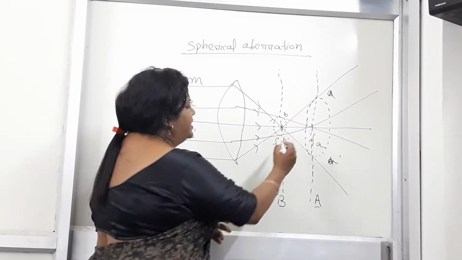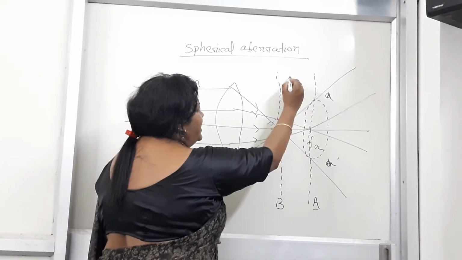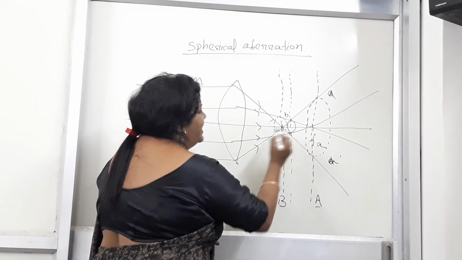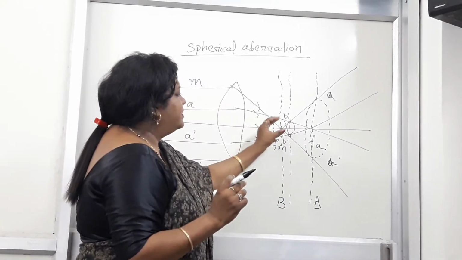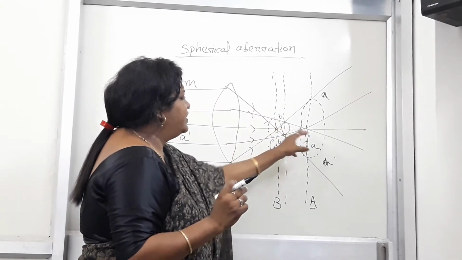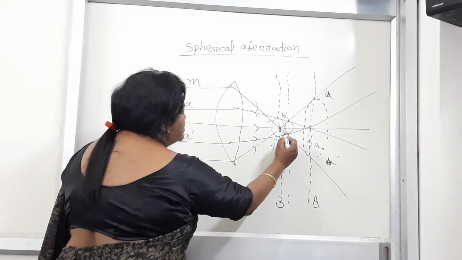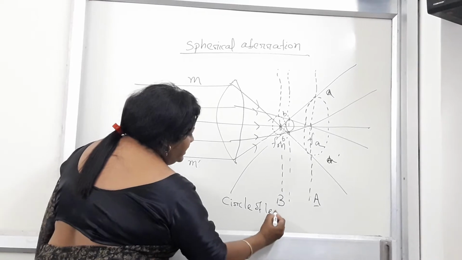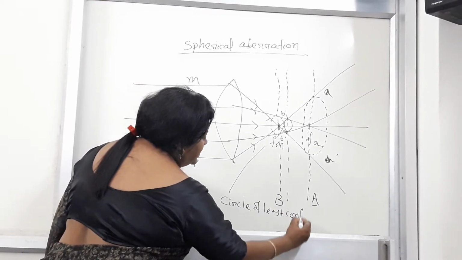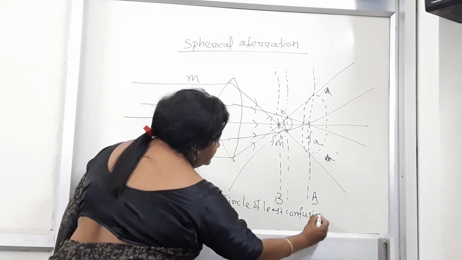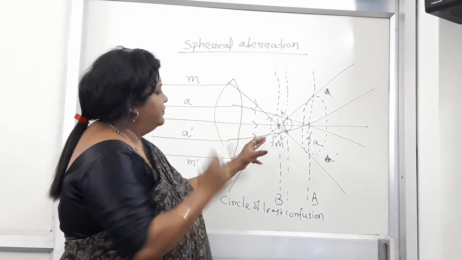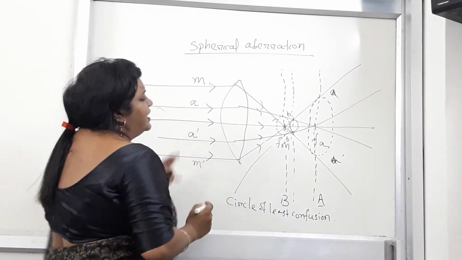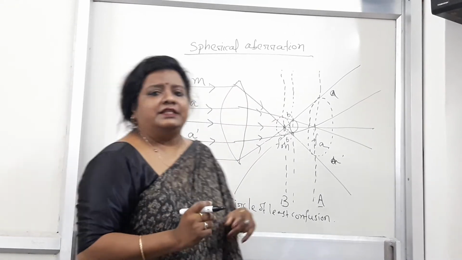But when we fix the screen at the middle of Fa and Fm, we find a circular image, which is the better image developed. This position between Fm and Fa is called the circle of least confusion. Circle of least confusion. This is how spherical aberration exists in the convex lens system.